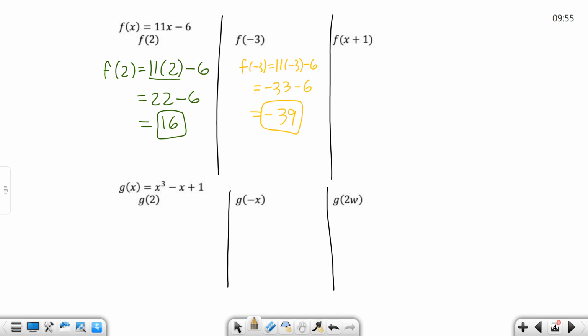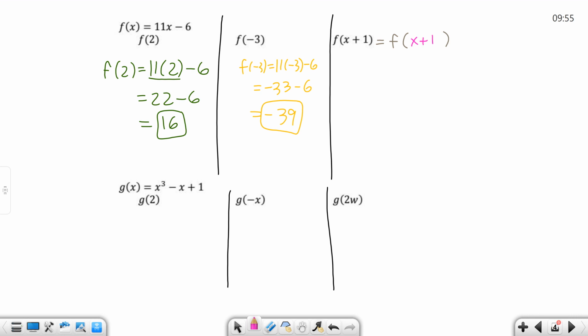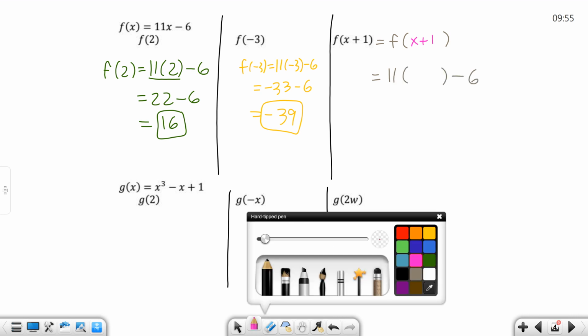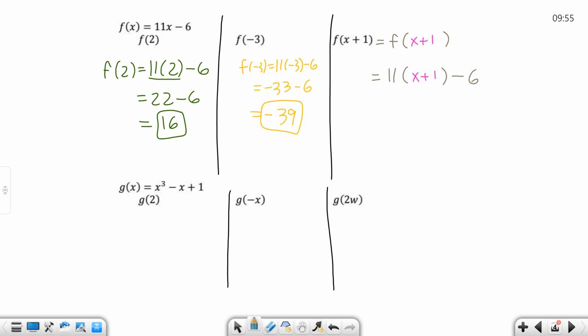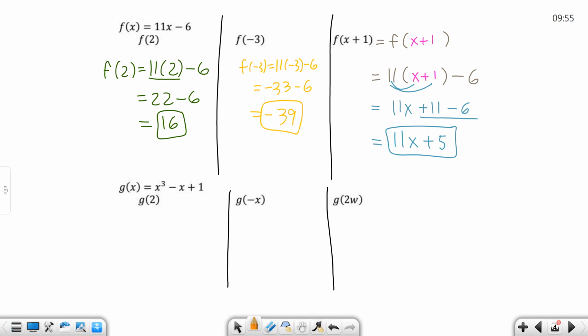And then f of x plus 1, again, an expression here. I'm going to color code this. Let's just spruce this up a little bit. f of x plus 1. So the rule for f is 11 times something minus 6. What is the something? The something is x plus 1. That's what's going in for x. So then I distribute, and I get 11x plus 11 minus 6. Then I combine my plus 11 and minus 6: 11x plus 5, and that is my final answer.